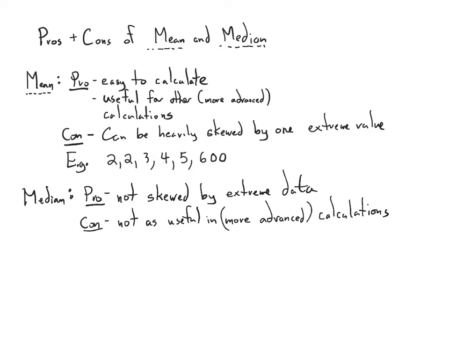A con, and kind of its biggest con, is that it's heavily skewed by extreme values, and we'll call them outliers later on. But the idea is, imagine if we had this data set, and let's say that you had a small class and you were counting the number of pencils in somebody's pencil case. And two students had 2 pencils each, a student had 3, another student had 4, another student had 5, and let's say there was one more student whose parents owned a pencil factory and just had an unlimited supply of pencils on them at all times, had around 600 pencils.